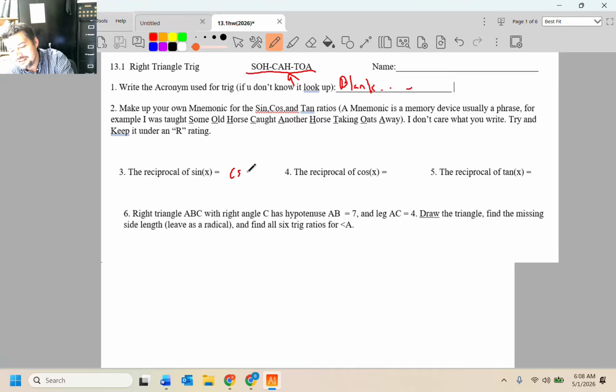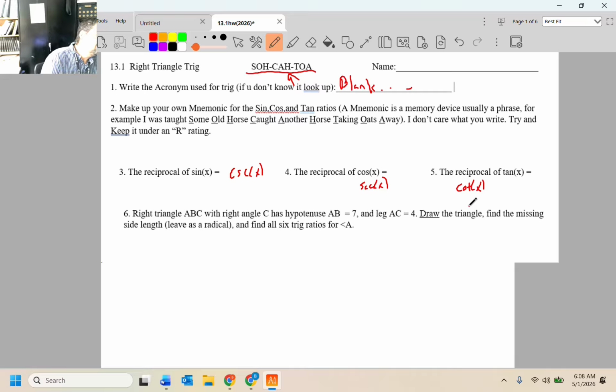It's called cosecant. The reciprocal of cosine of x, well, that would have to be the secant of x. The reciprocal of tangent, that would be the cotangent of x. Right? Like, I don't know what's up with kids.